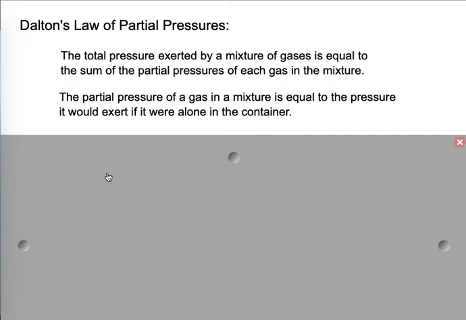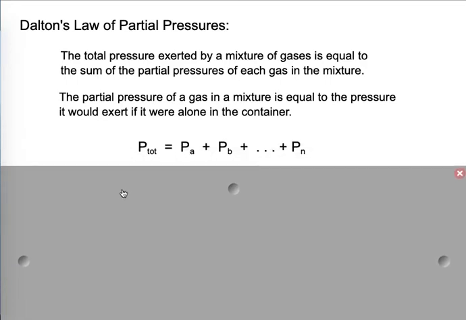And Dalton's law basically says, in written form, that the total pressure is equal to, as you see here, the sum of the partial pressure of gas A plus partial pressure of gas B plus all the way up to the partial pressure of the nth gas.